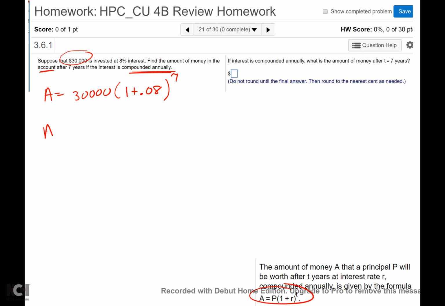Since my letter's over here, not in the air, I don't have to log or natural log both sides to get it out of the air. I can just do the math. So I'm going to do this first in my head, and I'm going to write it down for you: 30,000 times 1.08 to the 7th. When you type this in, you type 30,000 parentheses 1.08 parentheses caret 7, and the amount that you will have is $51,414.73. So you almost made $21,000 off the interest.